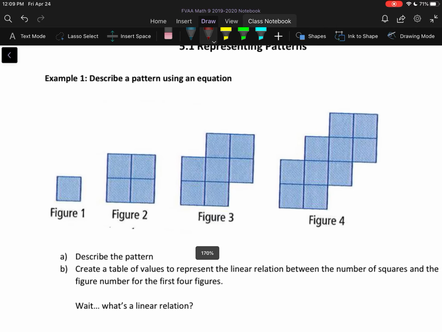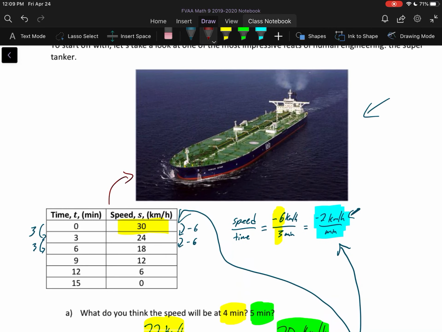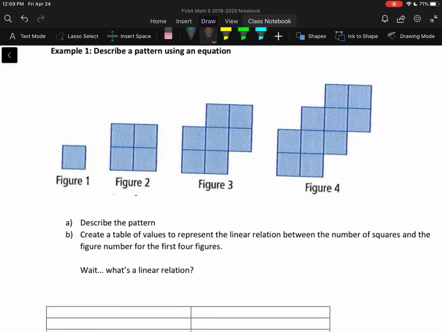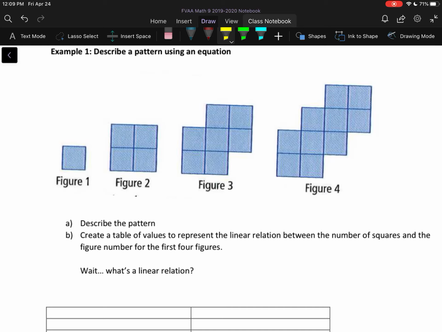All right, so let's look at another pattern here. We started with the first pattern, which was this boat traveling in the water, slowing down, coming to a stop. Let's try these shapes here. Now we have a bunch of figures here, figure 1, figure 2, figure 3, figure 4. And you'll notice that blocks or squares are being added to each figure. So what would you describe to be the pattern of the blocks being added from one figure to the next? Hopefully you were able to see that every figure, one to the next, is adding 3 more blocks to the previous one.